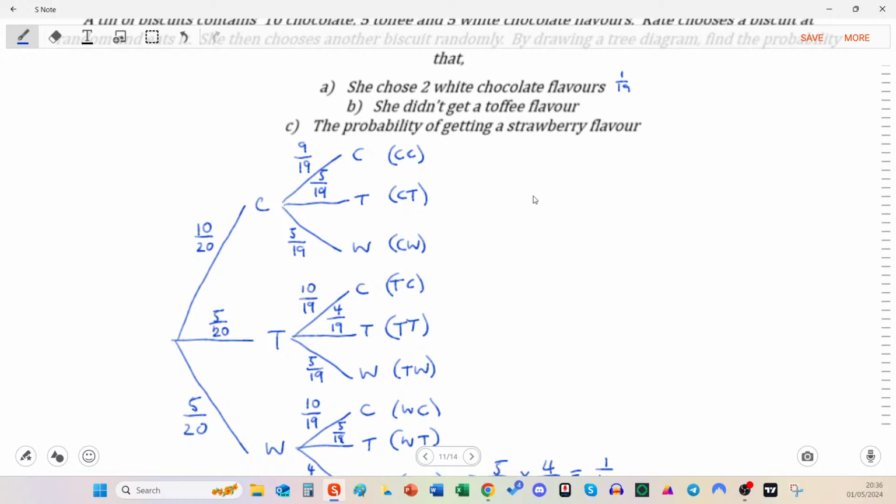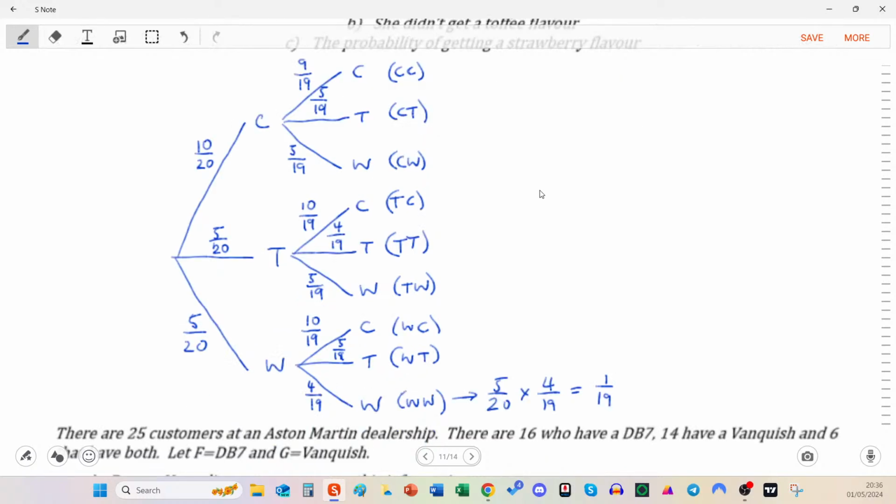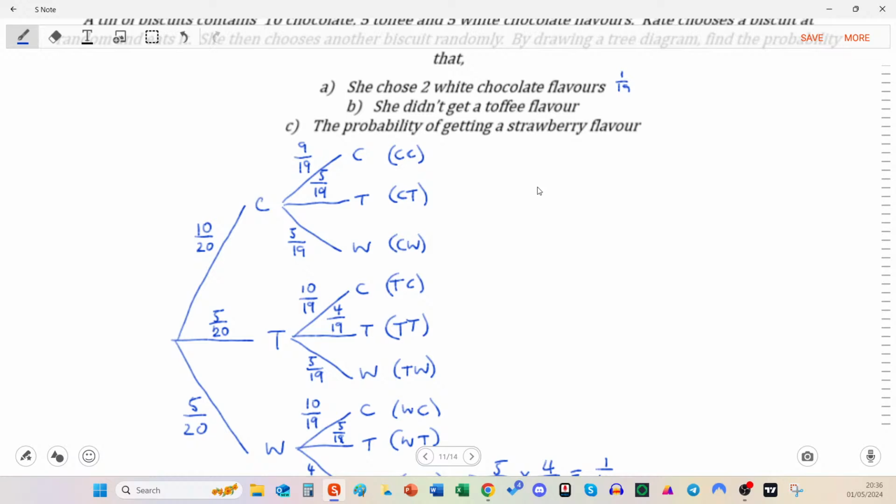Okay, she didn't get a toffee flavor. What an interesting question. If she didn't get a toffee flavor, we're looking for all of them that didn't have a T.